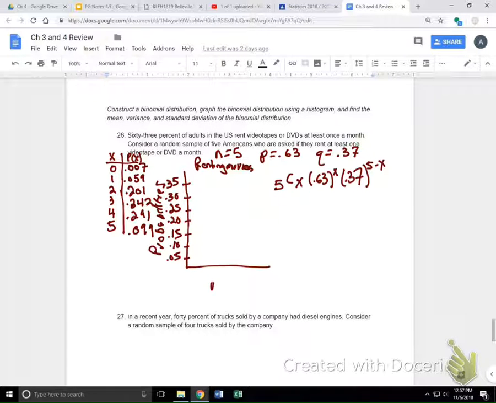Down here we have Americans. Zero, 1, 2, 3, 4, 5. Okay, now we're going to graph. So that 0.07 is going to be pretty small. So we're going to go over here. So it's going to be pretty small down here. And then the 1 is going to be 0.059.